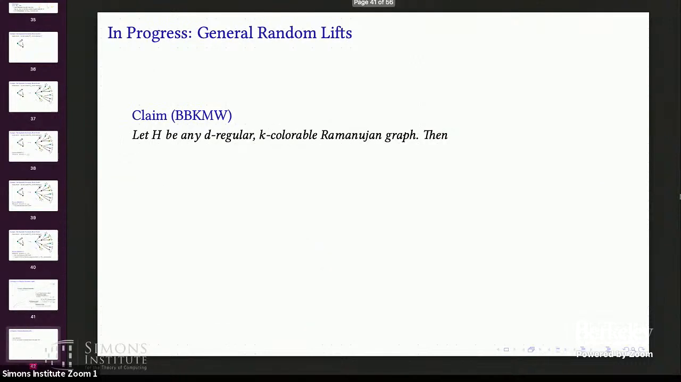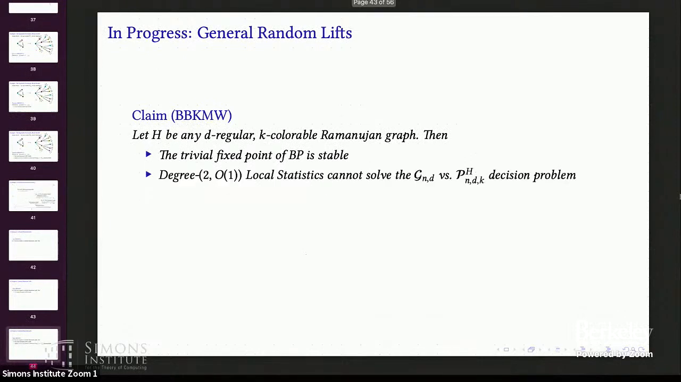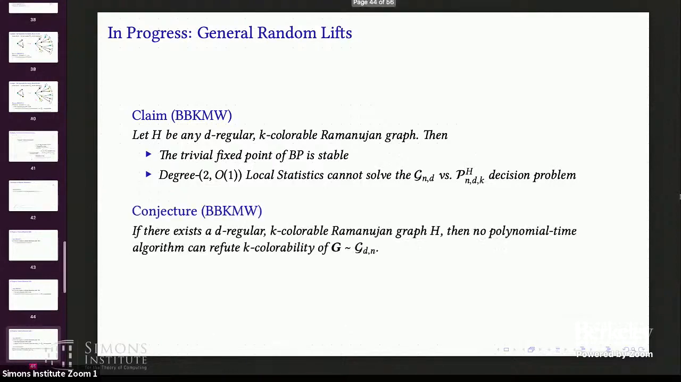So what we're working on now, since we're among friends, I'll tell you about some work in progress. So the claim is that if H is any d-regular k-colorable Ramanujan graph, then the same two things as before hold. The trivial fixed point of BP is stable, and low degree local statistics fails to distinguish these two things. So this would provide some more evidence that for lots of other values of d, something is going on with hardness of refutation. And so motivated by this, let me make a conjecture.